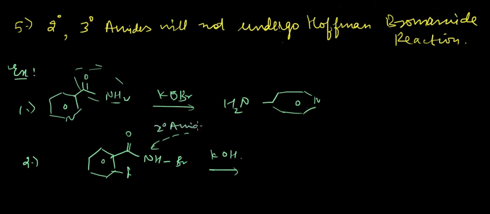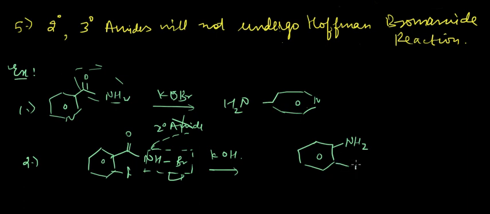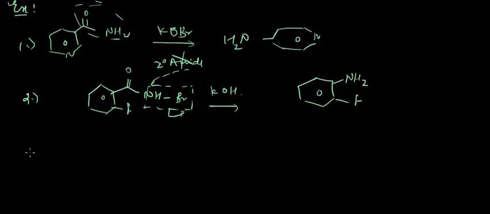This is not a 2 degree amide, it is very much a 1 degree amide, and this is the intermediate which is also formed in the Hoffman bromide reaction of 1 degree amines, and hence no problem would be there. This would be leaving as the reaction progresses, and we would still get NH2 and F on the ortho positions, relative ortho positions.